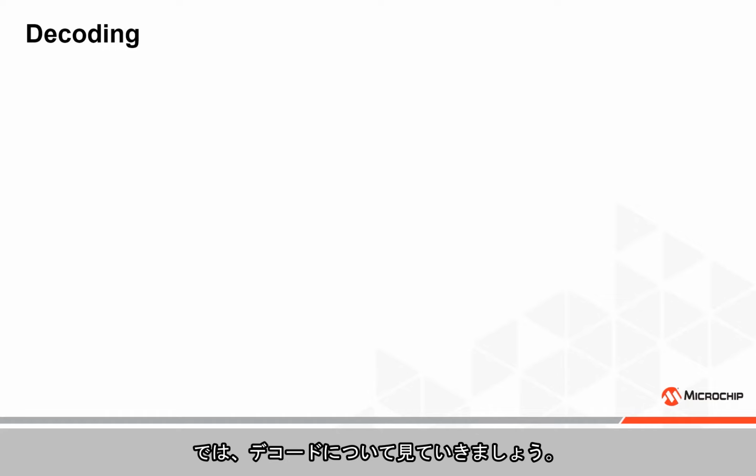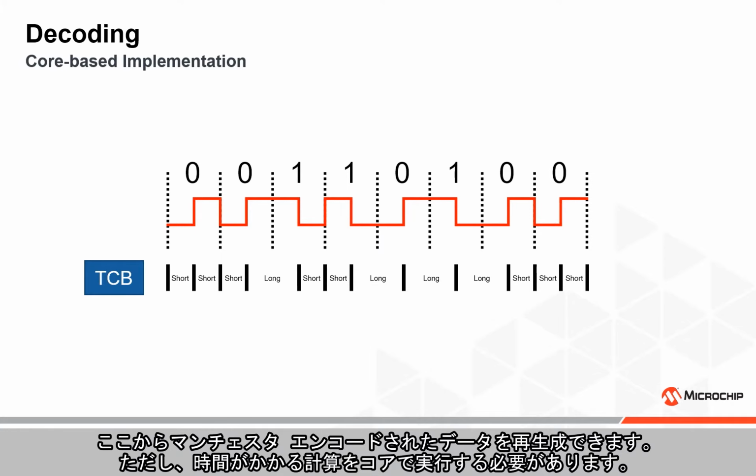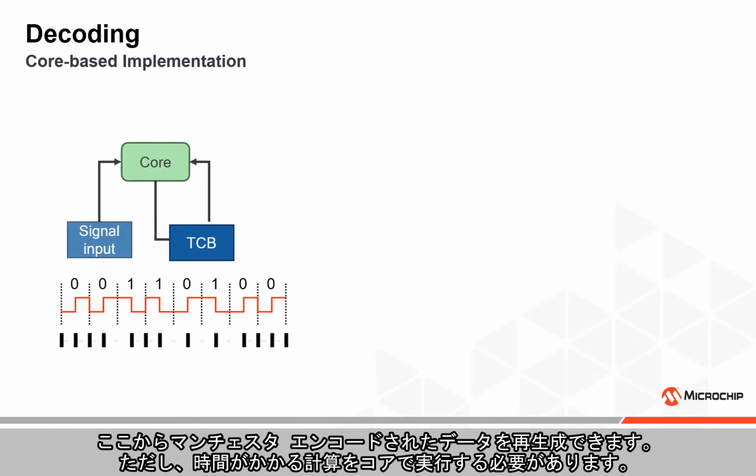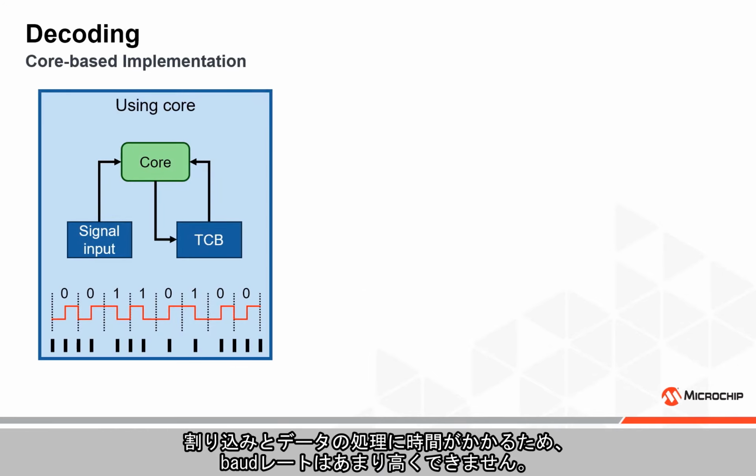Now, let us move on to decoding. We have made two different implementations here as well. The first implementation uses a timer counter peripheral to measure the time between each signal edge. From this we can recreate the Manchester encoded data, provided that we perform some time-consuming calculations using the core. Due to the time spent processing interrupts and data, the supported baud rate is not that high.